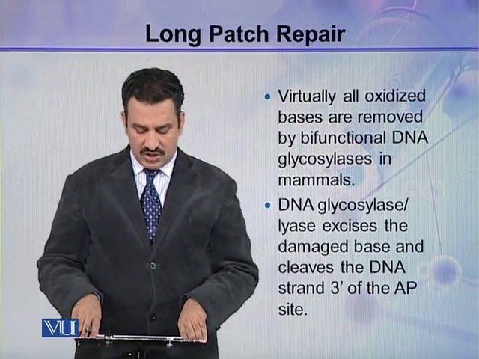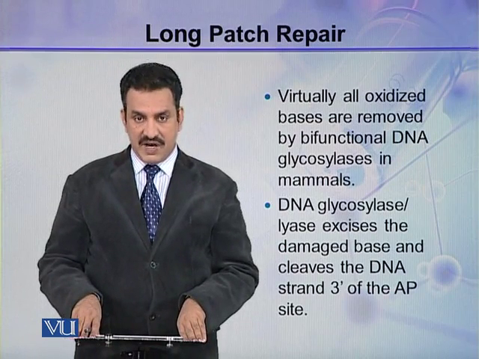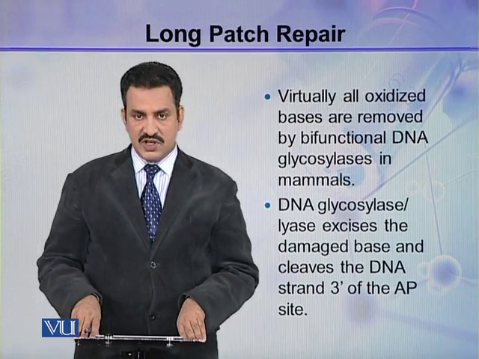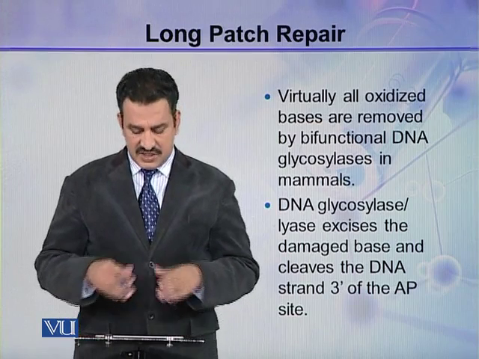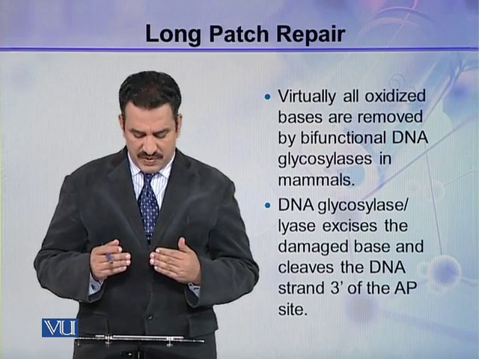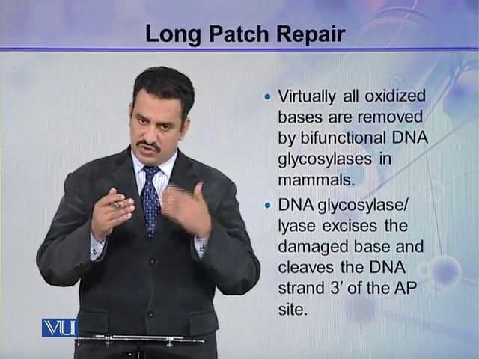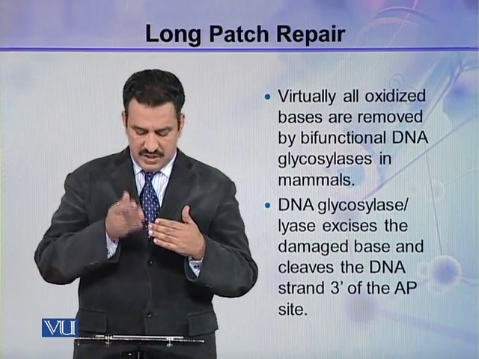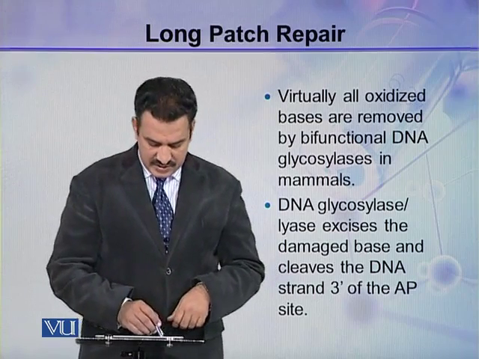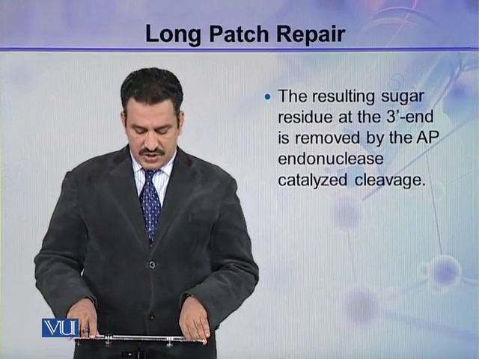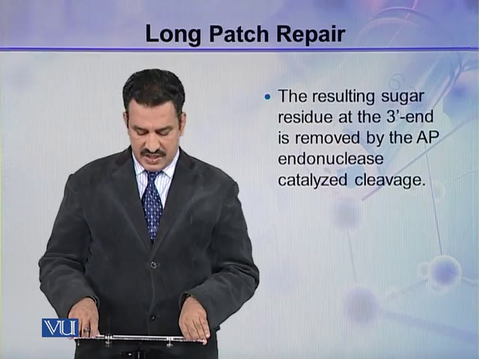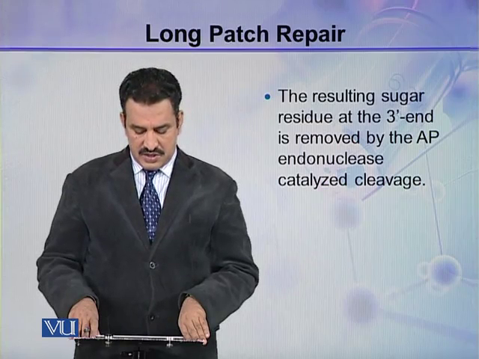Virtually all the oxidized bases are removed by bifunctional DNA glycosylases in mammals. DNA glycosylase lyase excises the damaged base and cleaves the DNA strand 3' of the AP site. So on the 3' side of the AP site, the strand is cleaved by this DNA glycosylase lyase. The resulting sugar residue at the 3' end is removed by AP endonuclease catalyzed cleavage.